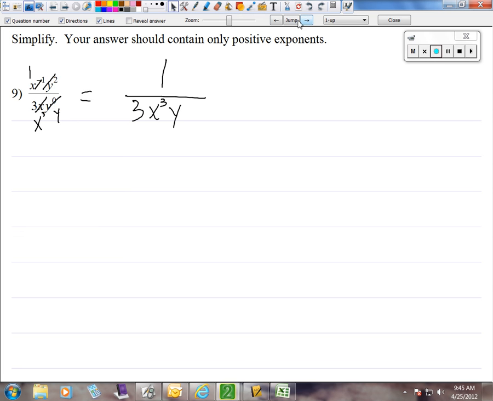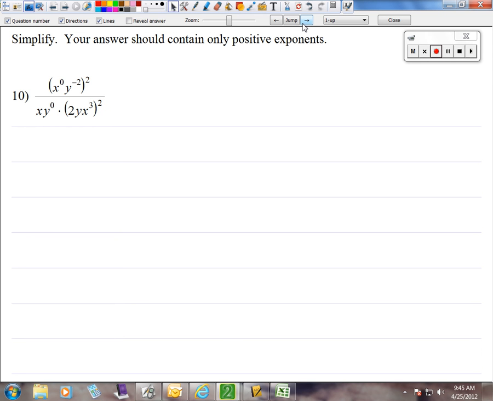Let's do number 8. That one's pretty easy though. That'll be pretty quick. Now let's just go ahead and jump to number 10, because we're still doing a fraction here, but we're throwing other things in here. This has almost every exponent property in it.